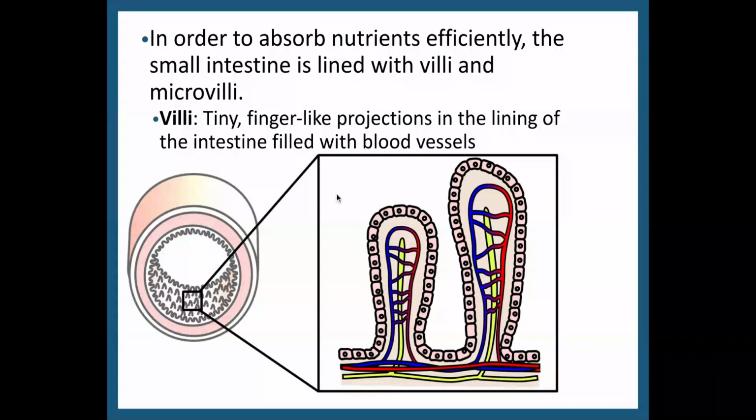And what happens is, as food passes through the small intestine, the nutrients in the food are going to pass through the villi and into the blood, and the blood can then carry those nutrients to the rest of the body.